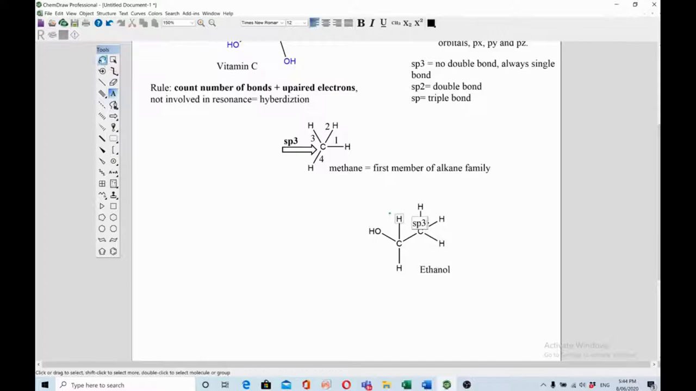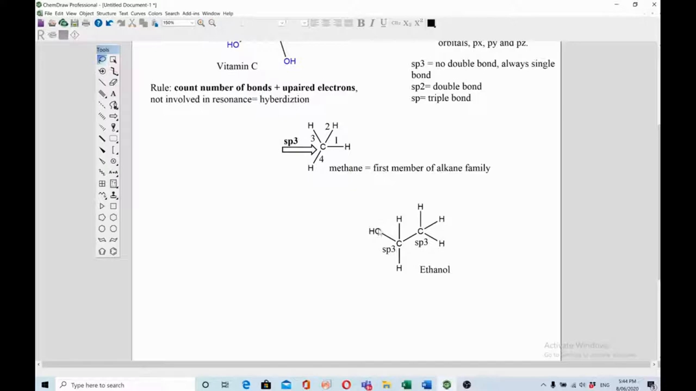I can show you. This carbon has made 1 bond to OH, 1 bond to hydrogen, 1 bond to carbon, and 1 bond to this hydrogen. So again, this also has hybridization sp3, and you can also find the hybridization for this oxygen atom as well.